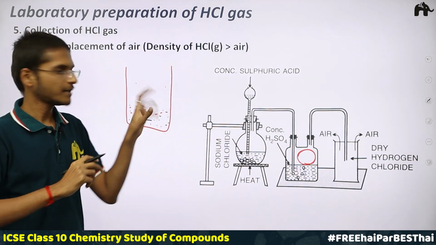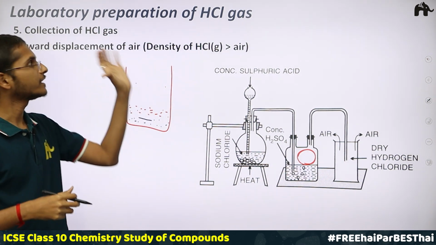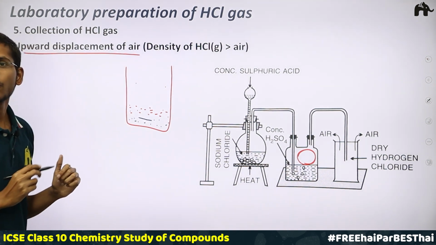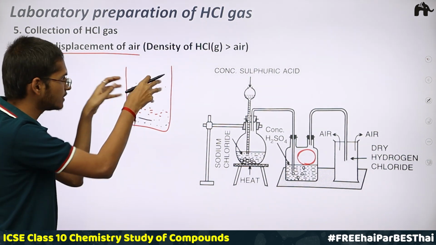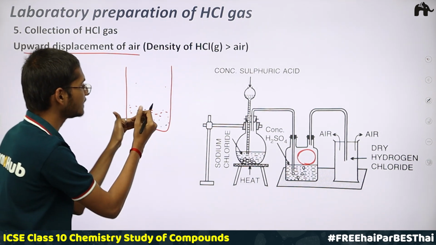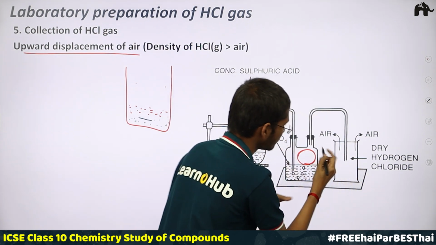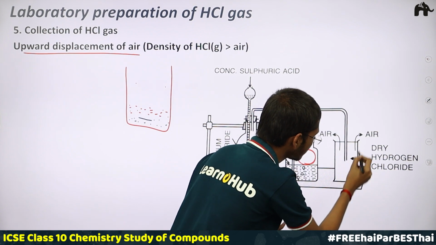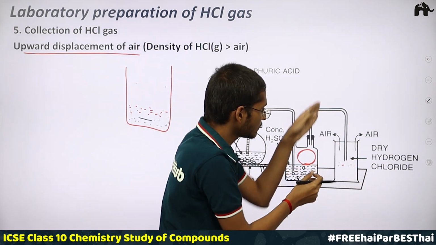Now, why I'm telling you this in detail is because this principle is used for collection of HCl. This is simply called the upward displacement of air. Why? Air and HCl gas are present here, but because HCl gas is heavier, it settles down and air is displaced upward. So what happens here also is the HCl gas is coming into this jar, but there is also air present here.